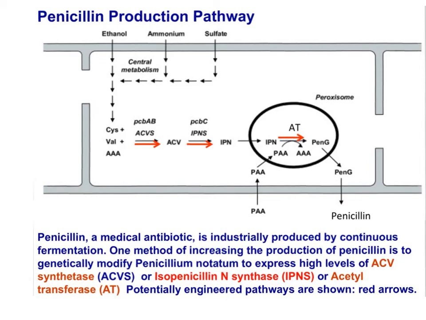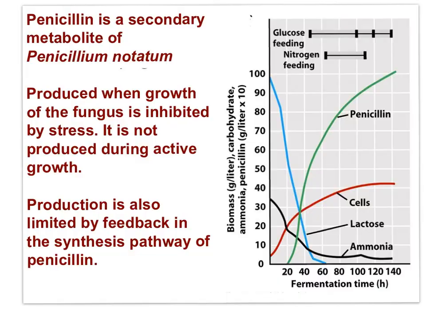One method of increasing the production of penicillin would be to genetically modify Penicillium notatum to express high levels of certain enzymes in the pathway: ACV synthase, isopenicillin N synthase, or acetyltransferase. This would result in the production of higher concentrations of penicillin. For example, labs are working to modify a gene known as PENDE, which codes for acetyltransferase.